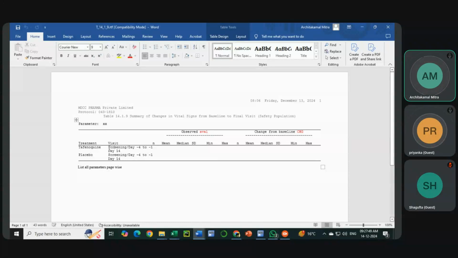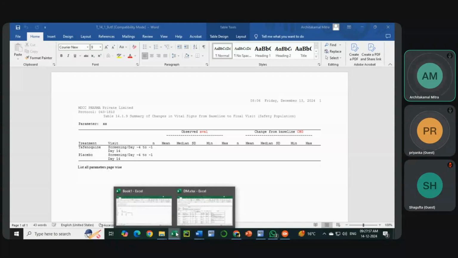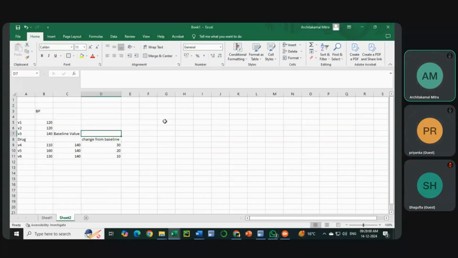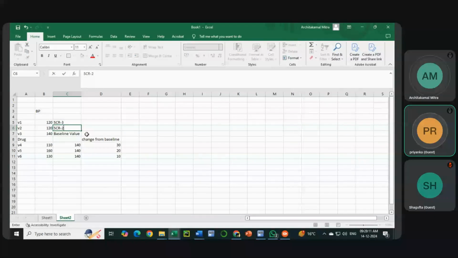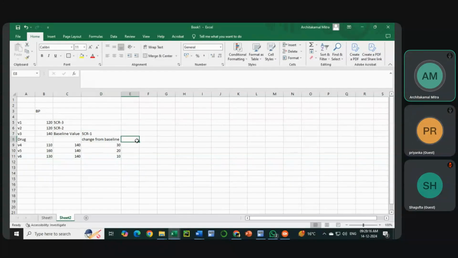From 4 days before screening till screening, anywhere the patient has come to the hospital and we have taken the vital signs, that value will be considered. So suppose this is visit 1, we can consider it as screening minus 3. We can consider this as screening minus 2, this as screening minus 1, and this drug day we can consider as day 1. Then you can see day 2, day 3, day 4. Got it? Yeah. Okay.